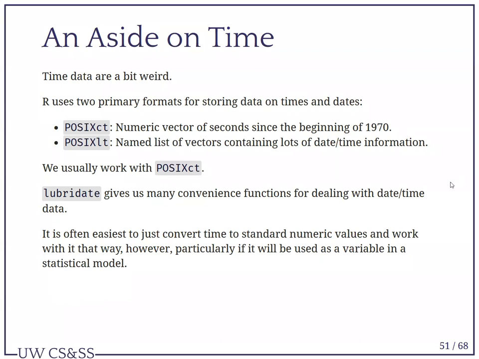But don't quote me on that. We typically use stuff after 1970, so we'll use POSIXct. Lubridate gives us many convenience functions for dealing with date time data. It's often easiest to convert time to standard numeric values and work with it that way, particularly if it will be used as a variable in a statistical model.